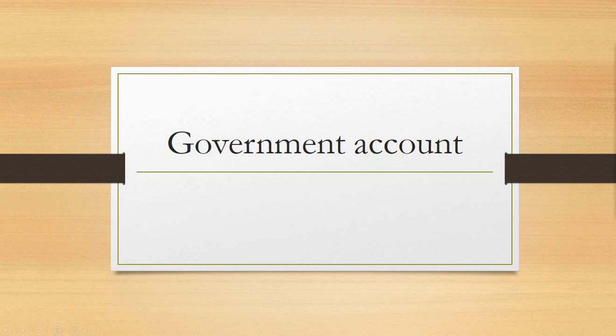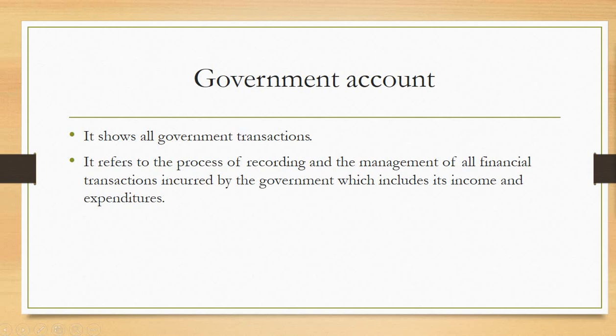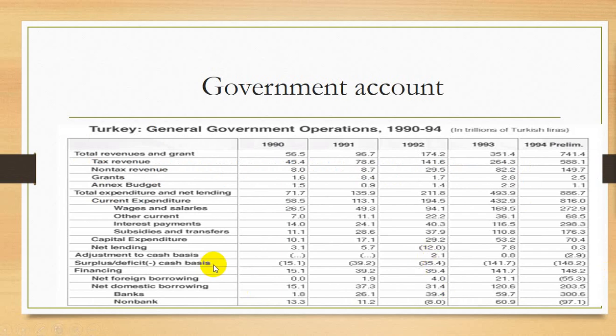Government account shows all government transactions. It refers to the process of recording and management of all financial transactions incurred by the government, which includes its income and expenditure. So government account is a summary of all the transactions made by the governmental sector or the public sector, whether through purchase of goods and services or selling or providing goods and services. This is a government account.